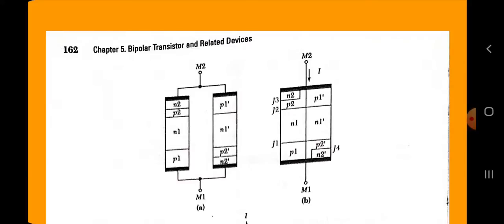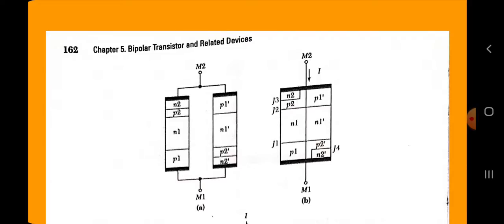We will integrate the arrangement into a single two-terminal device. We have a diac, as we have shown over here in figure B. The symmetry of this structure will result in identical performance for either polarity of the applied voltage. When a positive voltage is applied to M1 with respect to M2, junction J4 is reverse biased so that the N2 region does not contribute to the functioning of the device.